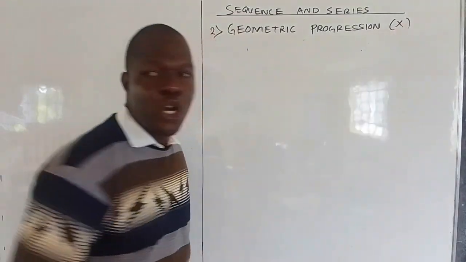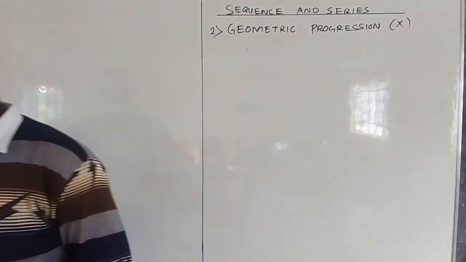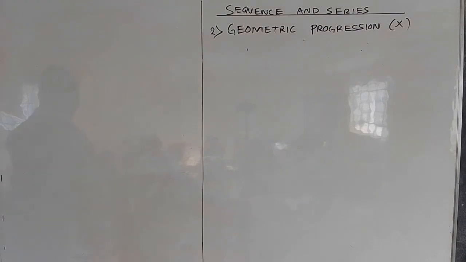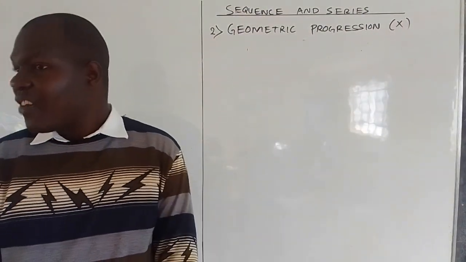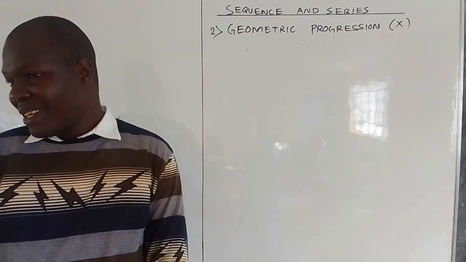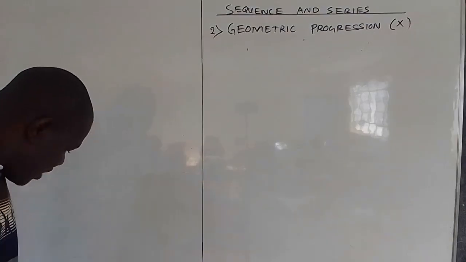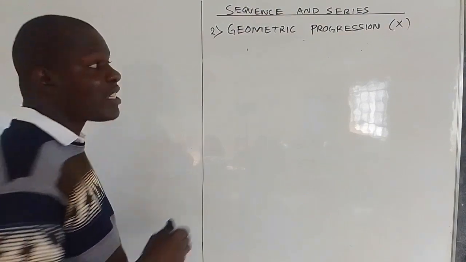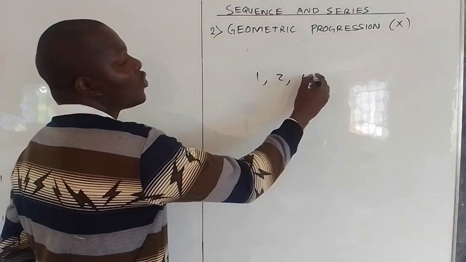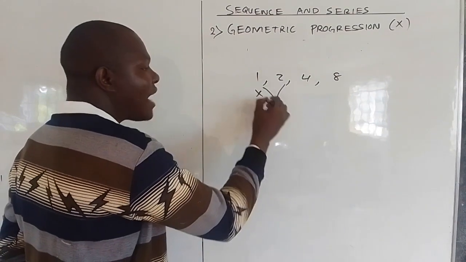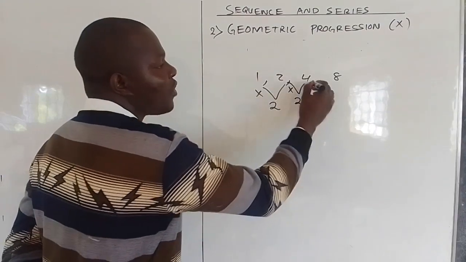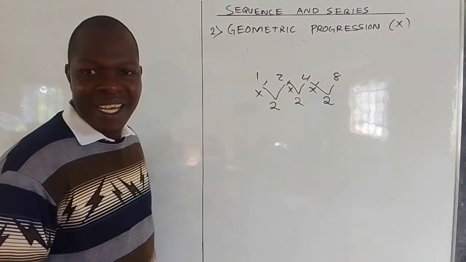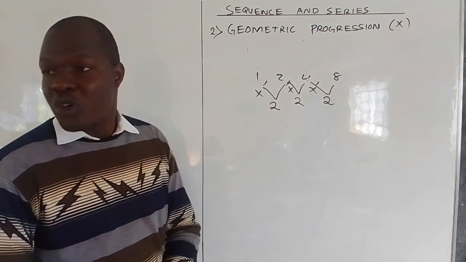Now, geometric progression specifically uses the multiplication sign. Unlike the arithmetic progression, there's nothing like a division sign here. So when you have a geometric sequence, like 1, 2, 4, 8, you can see 1 times 2 gives you 2, 2 times 2 gives you 4, 4 times 2 gives you 8, meaning there's a common ratio between any two consecutive terms, isn't it?